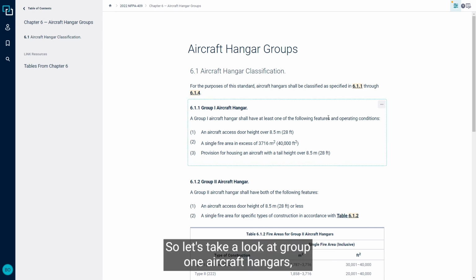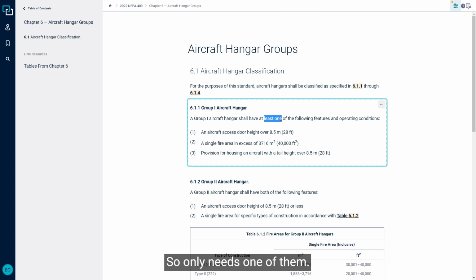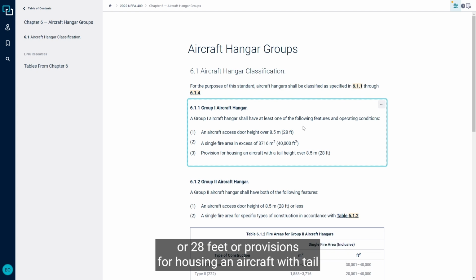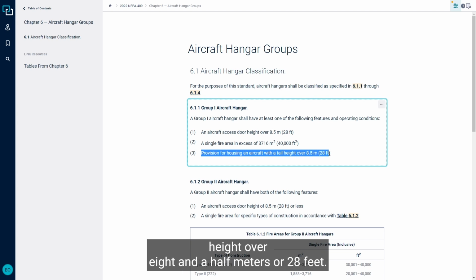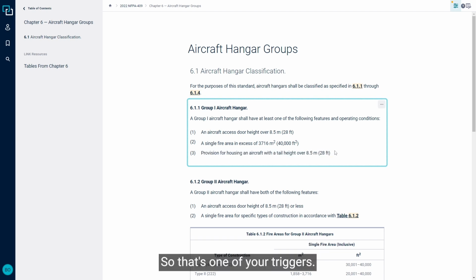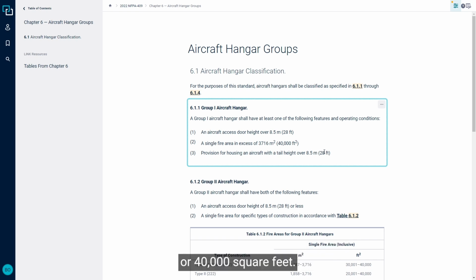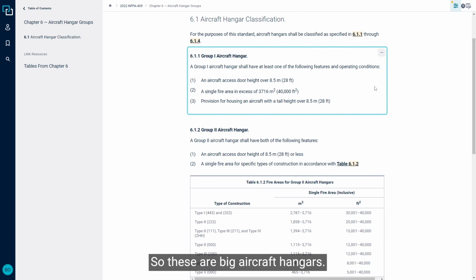So let's take a look at Group 1 aircraft hangars, which are going to be your largest aircraft hangars. So it's going to have at least one of the following features. So it only needs one of them. It doesn't need to have all of these features. It's going to have an aircraft access door height over 8.5 meters or 28 feet, or provisions for housing an aircraft with tail height over 8.5 meters or 28 feet. So that's one of your triggers. The other one would be a single fire area in excess of 3,716 meters squared or 40,000 square feet. So these are big aircraft hangars.